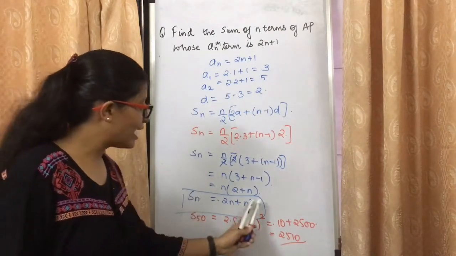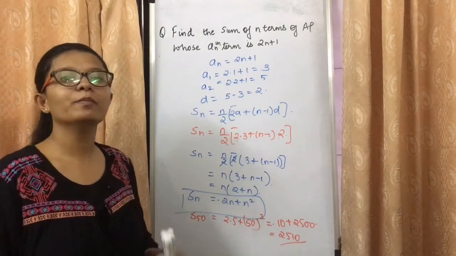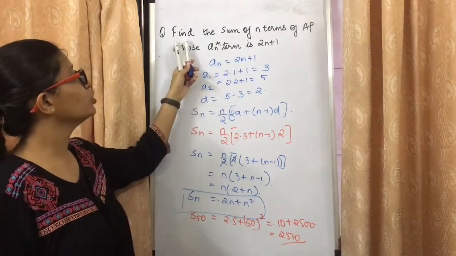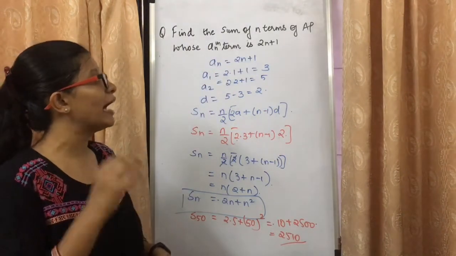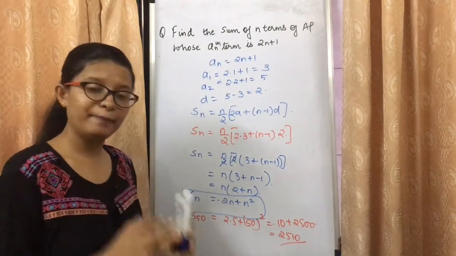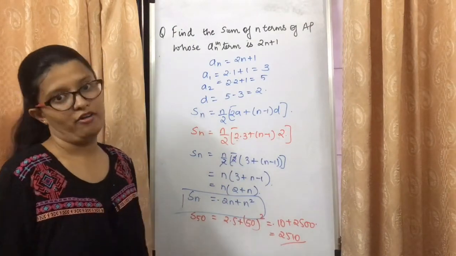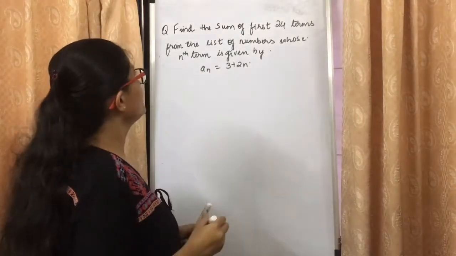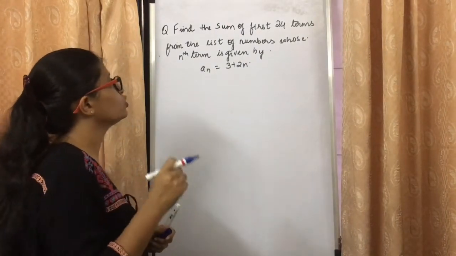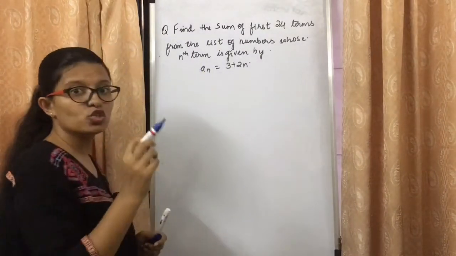So आपने क्या करा? आपने एक जनरल इक्वेशन बनाई जिसमें कि आप कोई से भी टर्म तक का सम निकाल सकते हो. So that was asked in the question, find the sum of n terms of an AP. पहले n terms of an AP के sum को find करना है. So this is the equation which we have. Now the question given to us is find the sum of first 24 terms from the list of numbers whose nth term is given by an is equals to 3 plus 2n.